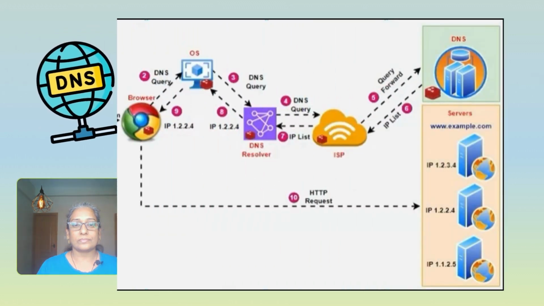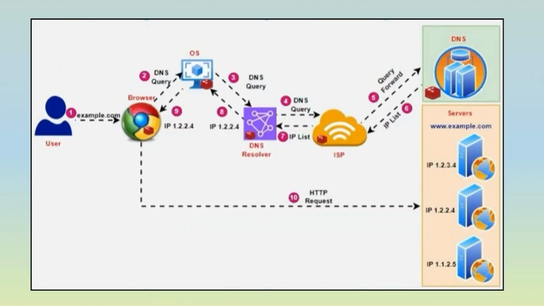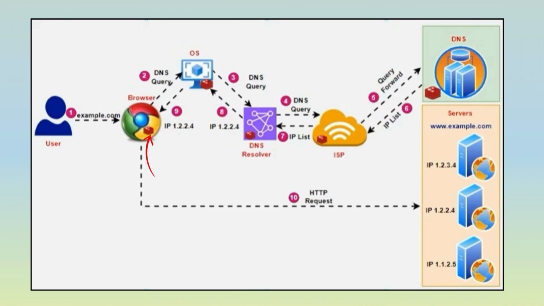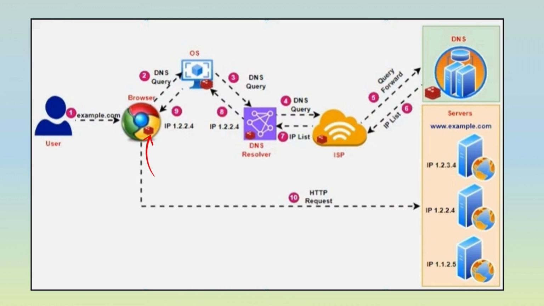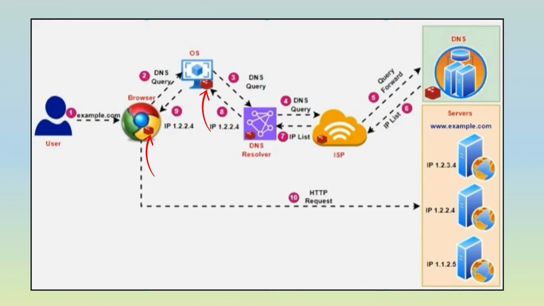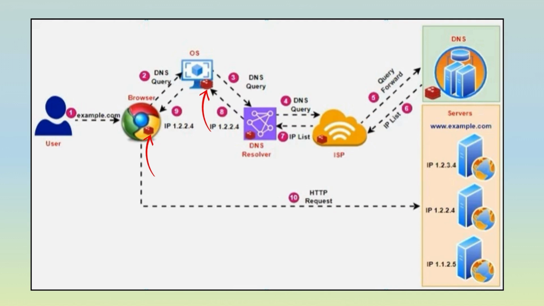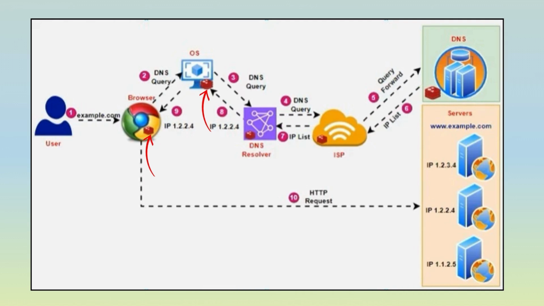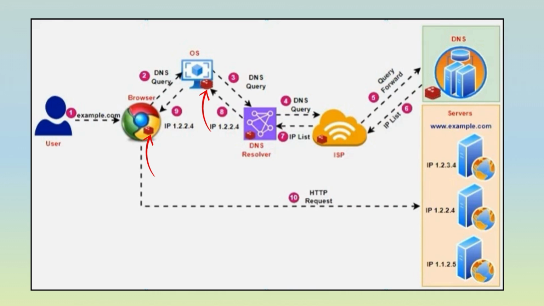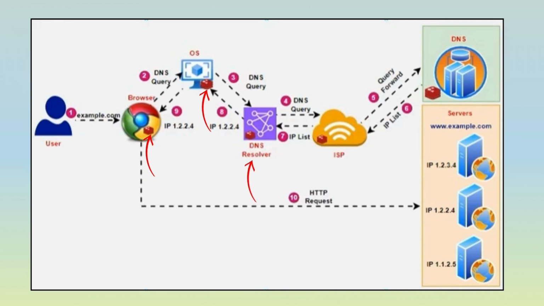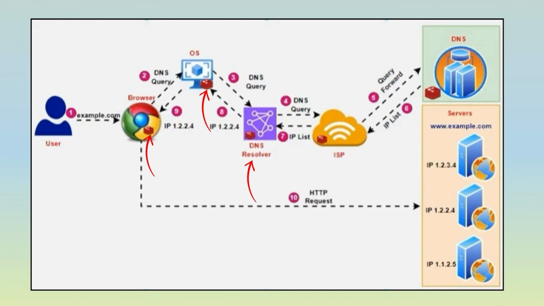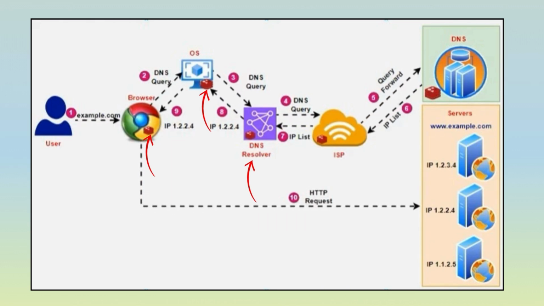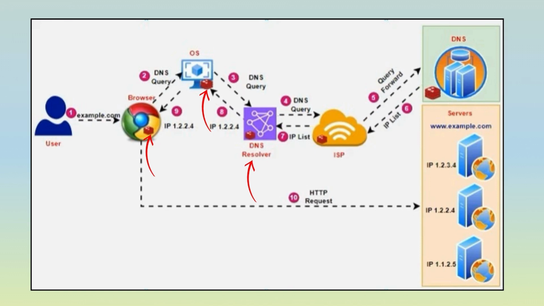When you enter example.com into your web browser, the browser first checks its cache for the corresponding IP address. If not found, it then checks the operating system's cache. The operating system facilitates communication between the browser and the DNS resolver. If the IP address is still not found, the browser sends a request to a DNS resolver, which acts as a virtual librarian. The DNS resolver searches its cache for the mapping of example.com to an IP address.